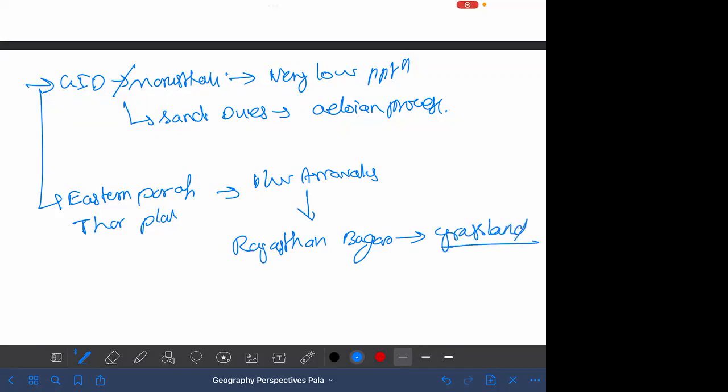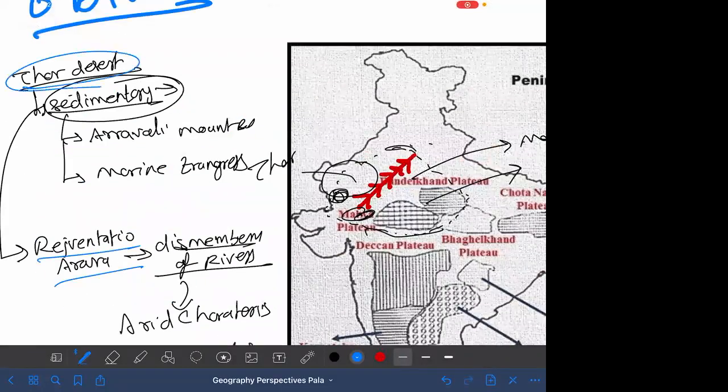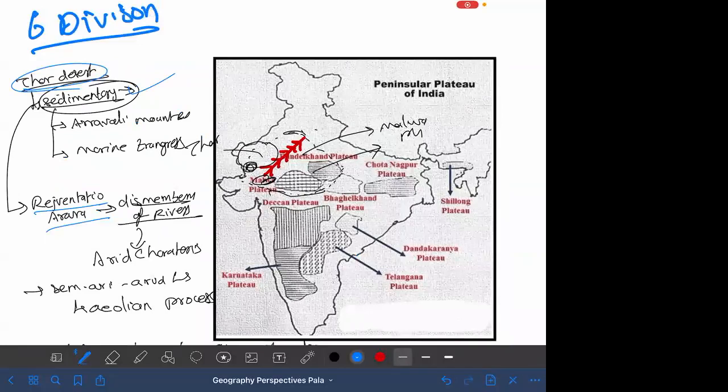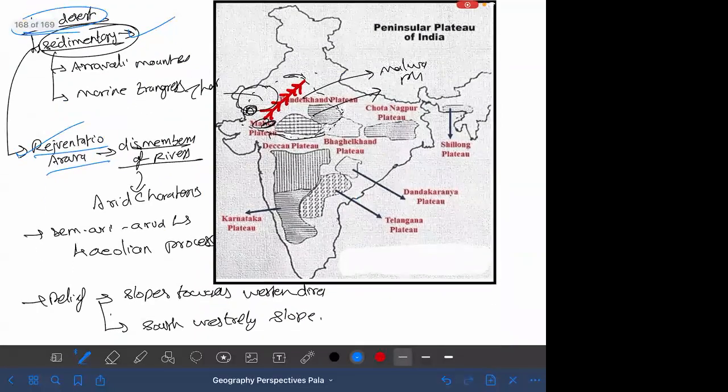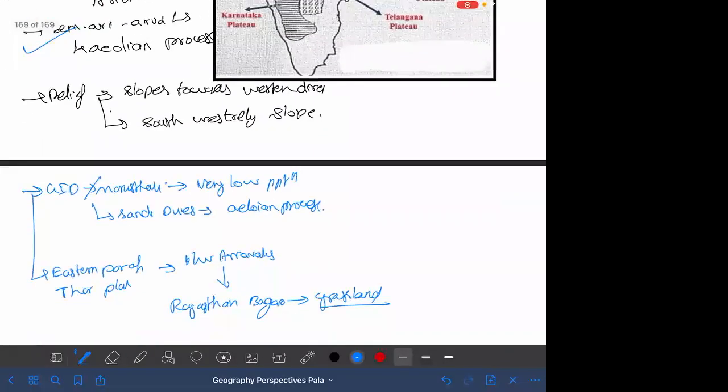So on the western margin, you have a proper desert in the form of the Thar Desert. But then on the eastern margins of the Thar platform, you have a grassland which is created by the streams that are flowing from Aravalli. So this would be a feature of the Thar Desert, Thar platform. A couple of points I have identified: the structure, the relief, the type of erosion processes, and similarly the different subunits within that particular region.